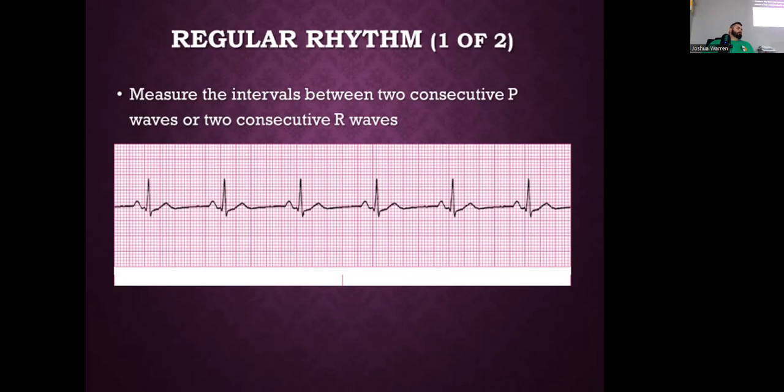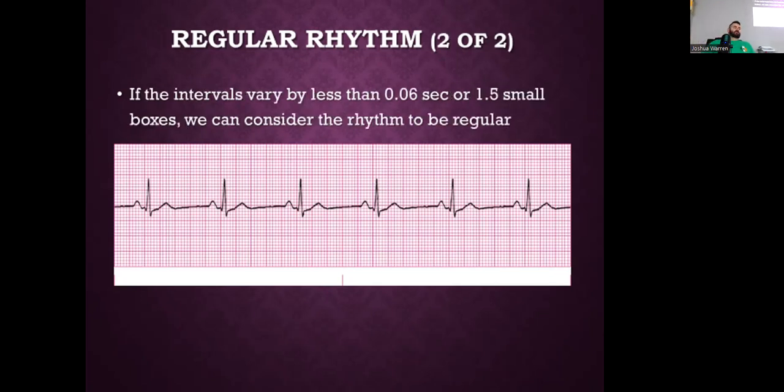So as we said earlier, if the interval is less than 0.06 or 1.5 small boxes, we can consider it to still be regular. It's still regular. Regular. All right, so we talked about the regularity, the irregularity. As long as it's within a block and a half, we can deal with it. As long as it's pretty close.